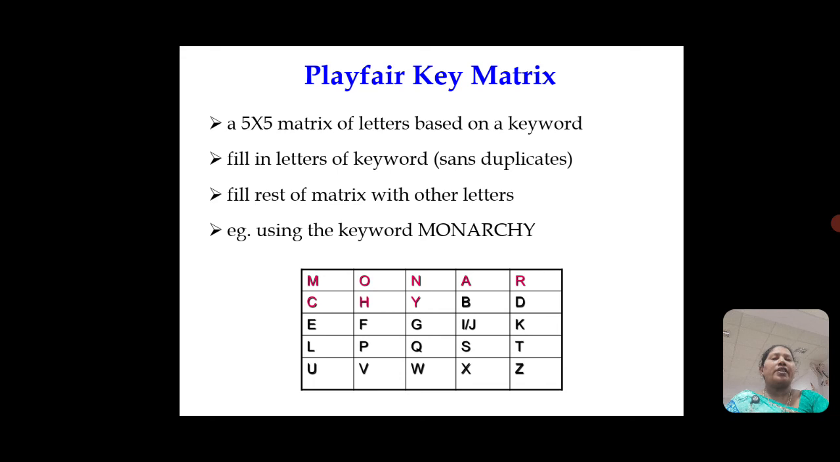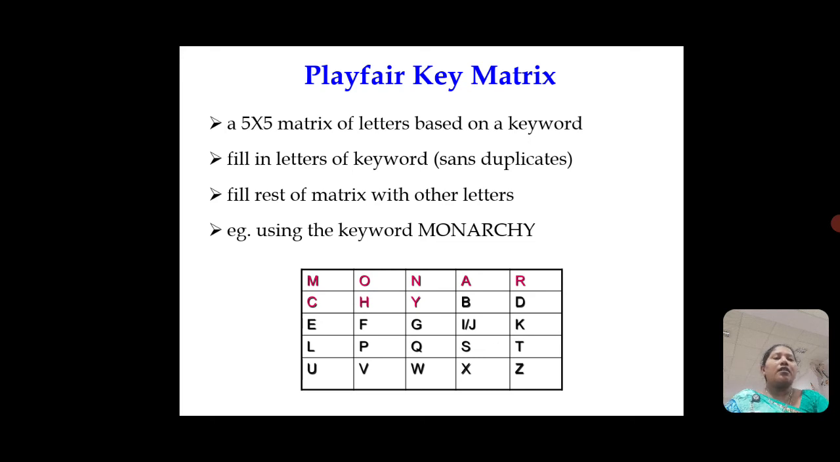So how will you fill the next row? Similarly, after D you will have E. It is not in the keyword, so you will write it. F, it is not in the keyword. G, not in the keyword. I and J will be sharing the same cell. That is the rule there.